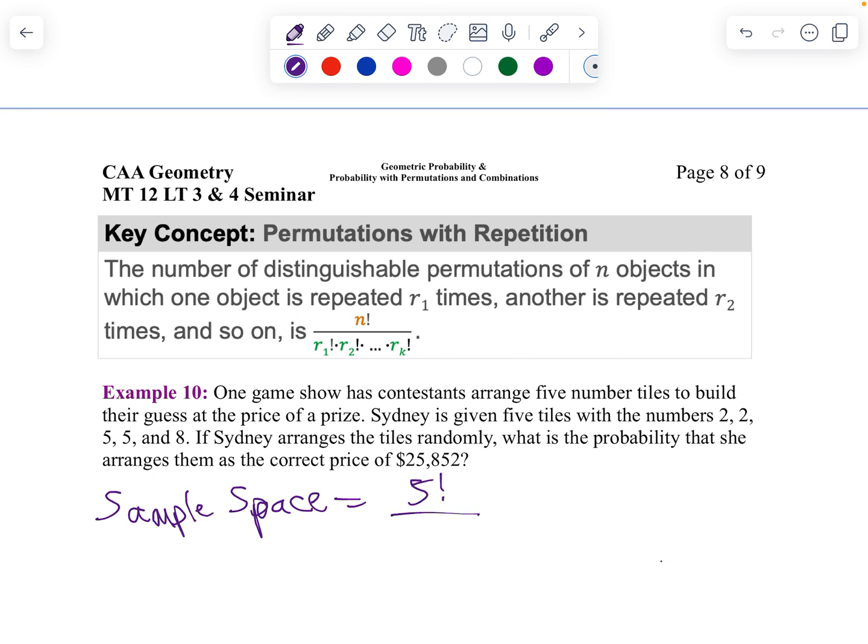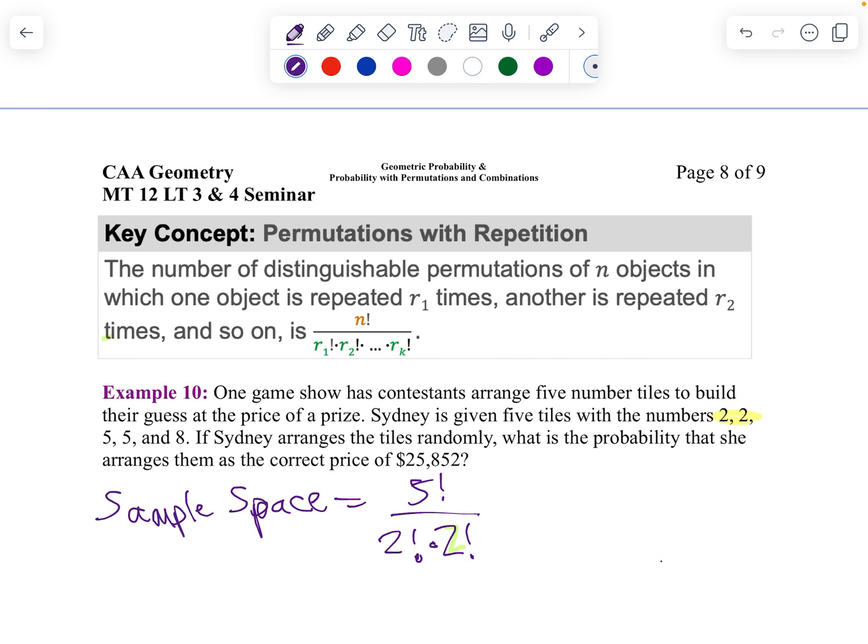Well, notice the 2 repeats, doesn't it? How many times does it repeat? It repeats twice. So it'll be 2 factorial times, and the 5 repeats also, and that repeats twice also, so over 2 factorial again, because it repeats twice. Now the 8 doesn't repeat, so we don't have to worry about it. I guess we could say 1 factorial if you wanted to.